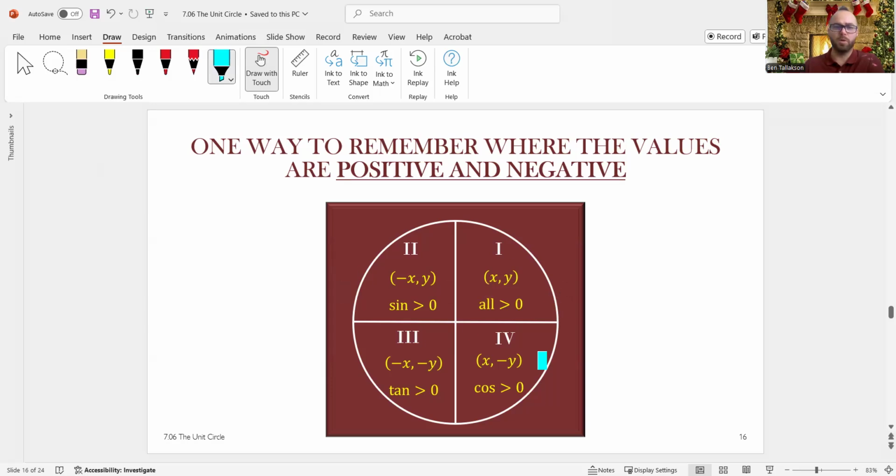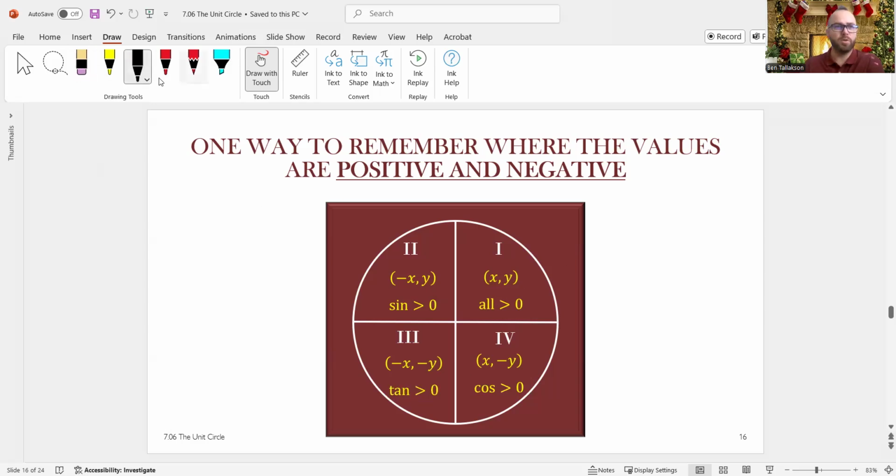So we're talking about the ordered pairs and we're talking about the sine, cosine, and tangent. So in quadrant one, everything is greater than zero, the x, the y, all of that, all positive. In quadrant two, the sine, aka the y value of the ordered pair, is positive. Quadrant three, we didn't really talk about tangent, but the tangent will be positive in quadrant three. And cosine, which is also the x value, will be positive.